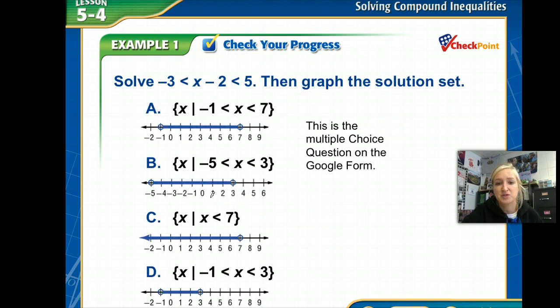So we're at the multiple choice question. Same rules apply. It's an intersection. So you're going to use the word and. You're going to first solve this equation, then solve this equation, and tell me A, B, C, or D, which is the correct answer for this compound inequality.